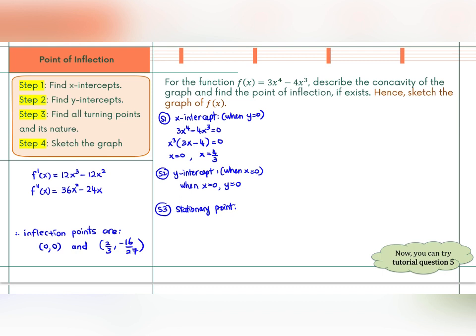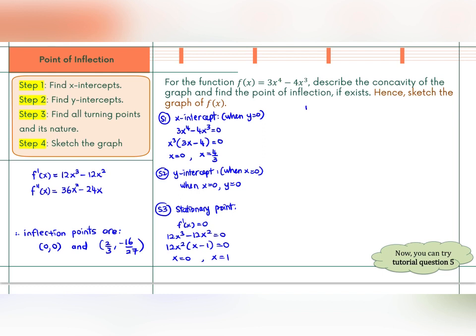So first of all, our f prime x is equals to 0. So therefore we have 12x cubed minus 12x squared is equals to 0. Factorize 12x squared, we have x minus 1 equals to 0. This results to x equals to 0 and x equals to 1. So, actually, kita boleh perform second derivative test juga. Okay, saya tunjukkan dua-dua lah.